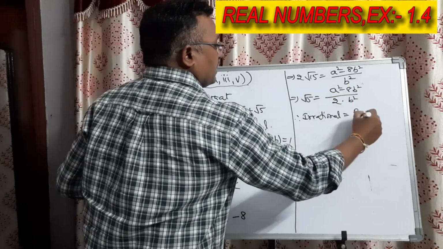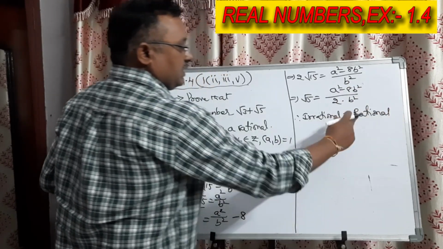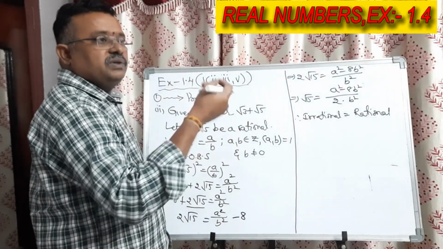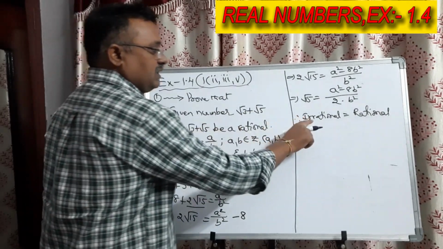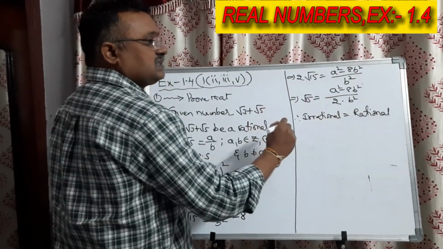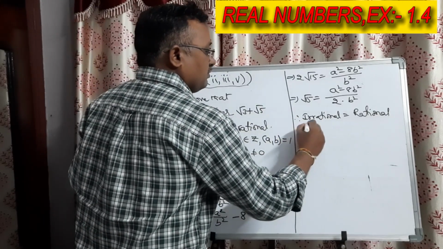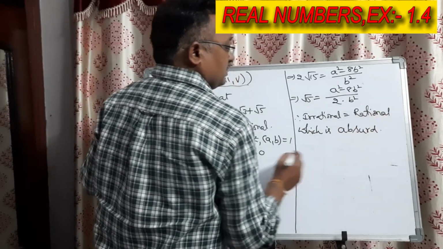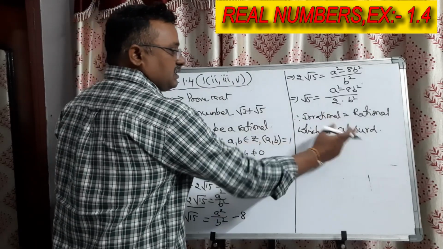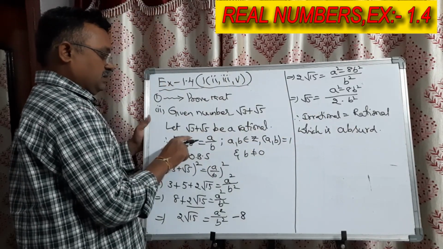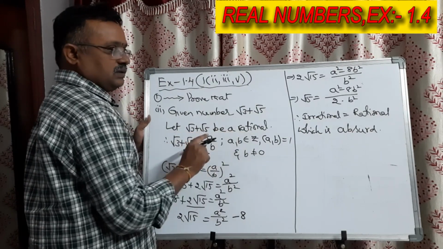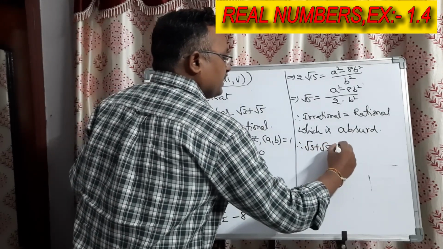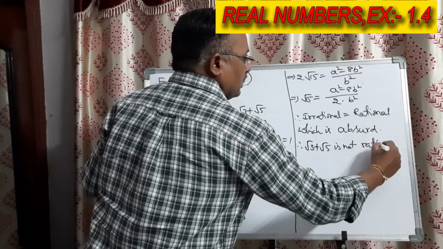and the right side is clearly rational. That one we got: irrational equal to rational. Is it true? What I told you already, which is not rational is irrational, but here we are getting irrational is rational. This is mathematically wrong. That's why we can write it as, which is absurd. Absurd means mathematically wrong. Why did we get this absurd? Because of our consideration of root 3 plus root 5 as rational. So that supposition is wrong. Therefore root 3 plus root 5 is not rational.